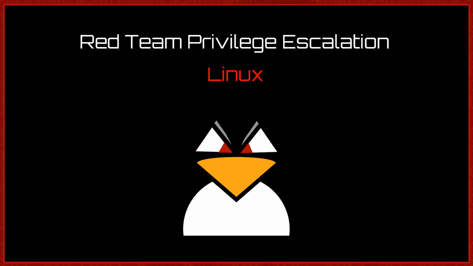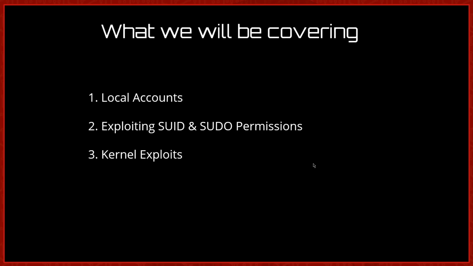After which, in the next video, we'll be exploring the process of setting up persistence so that we don't lose our access. However, in this video, we will be focusing on various privilege escalation techniques native or relative to Linux systems. So firstly, we'll talk about local accounts, and I'll get to these techniques shortly. Secondly, we'll be taking a look at how to exploit SUID or sudo permissions in order to elevate your privileges. We'll also take a look at how to utilize kernel exploits in order to elevate your privileges.